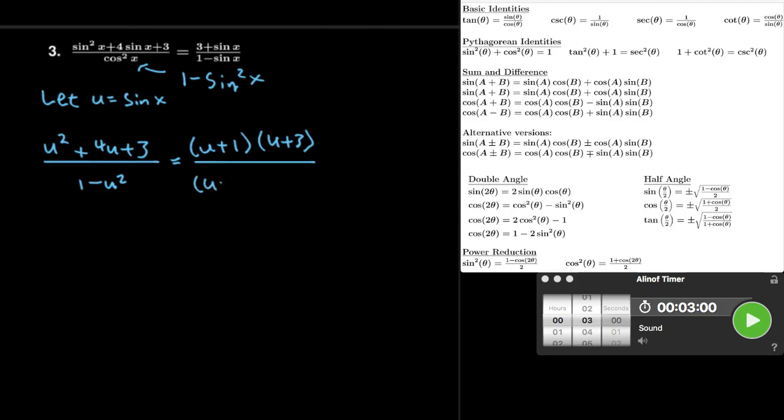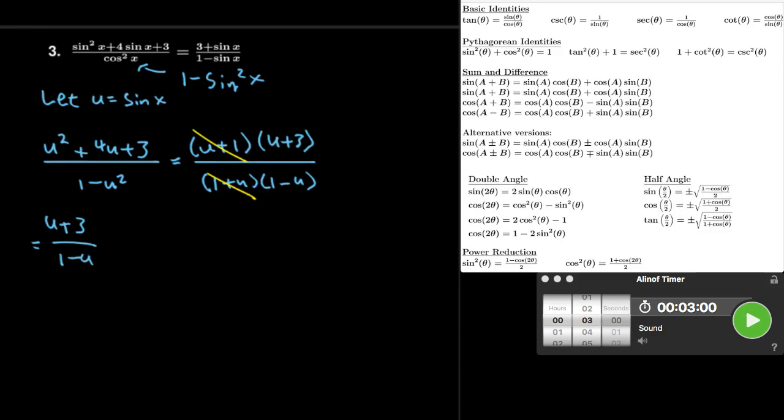And then the bottom is going to turn into 1 plus u times 1 minus u. And u plus 1 and 1 plus u are the same thing, right? And they are factors, so they can divide out. And what's left is u plus 3 over 1 minus u.